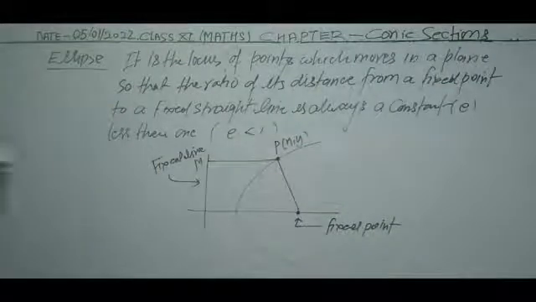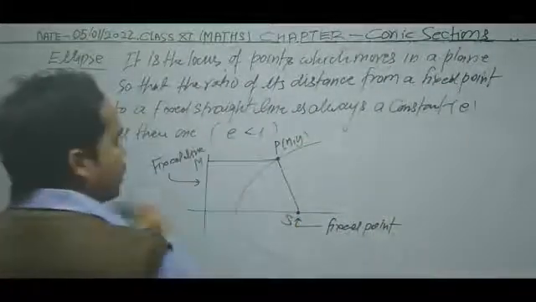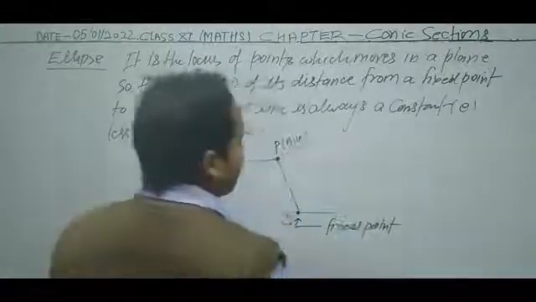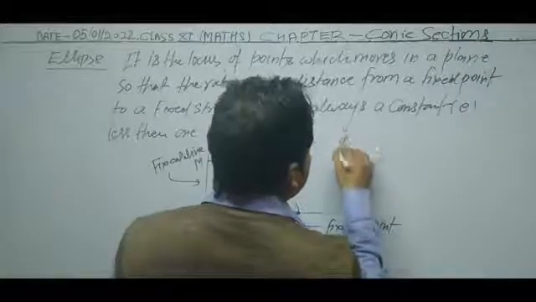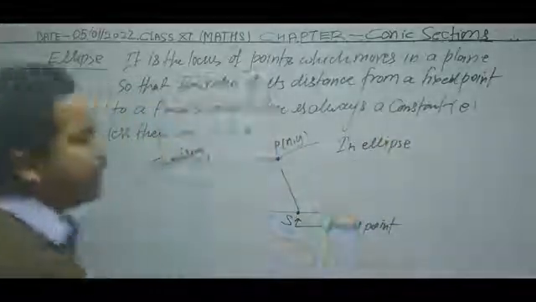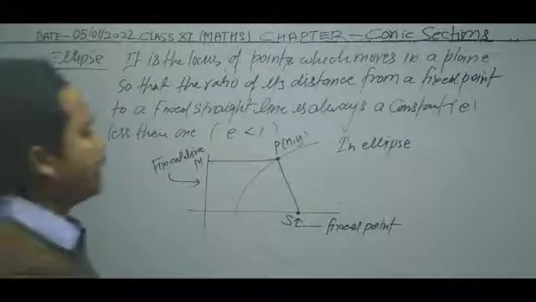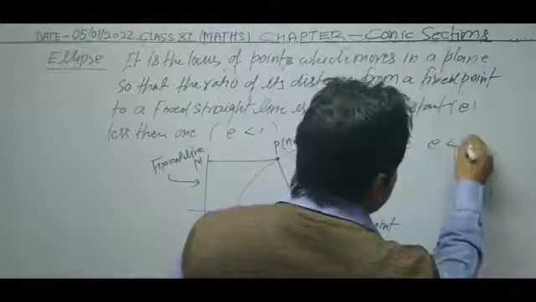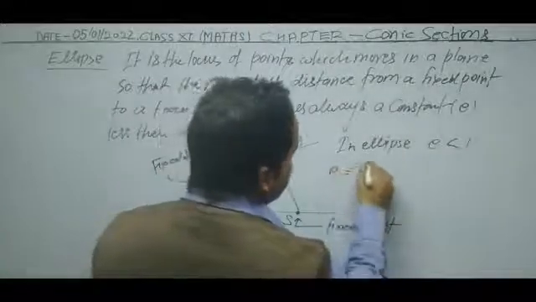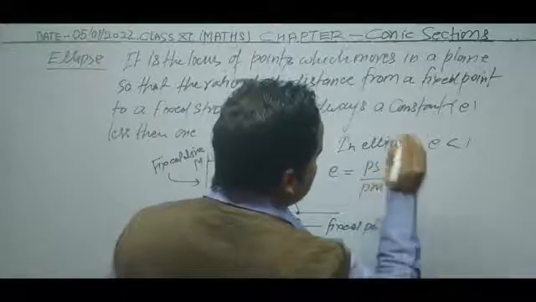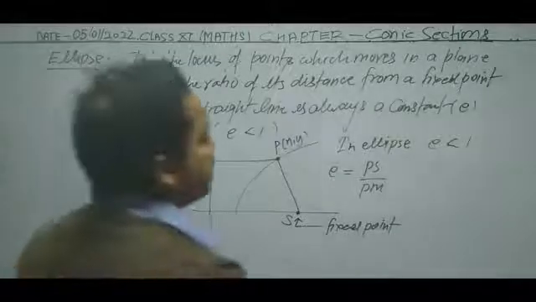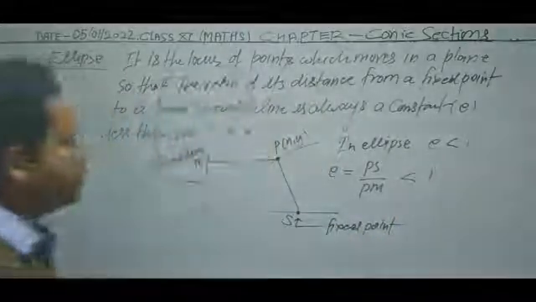According to the definition of ellipse, in ellipse we can write e is less than 1 and e is equal to PS upon PM, and PS upon PM is less than 1.